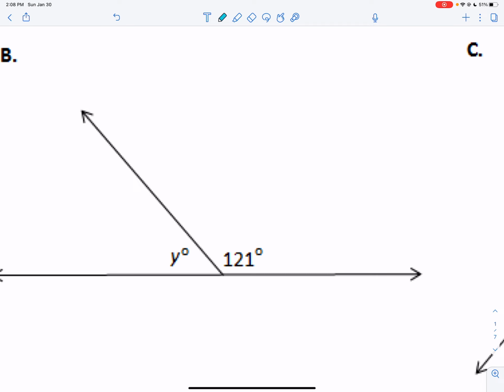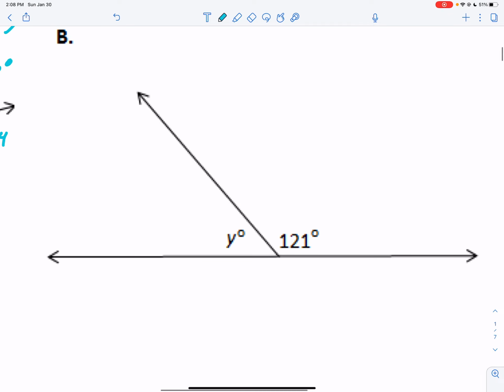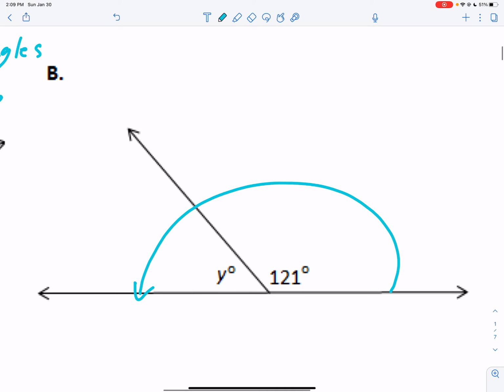Same thing here. This one right here is a line, and then you've got two angles right there. To go from this whole angle right here, doesn't really matter where I draw that, but that whole angle about this point right here, they're supplementary. They're going to add up to be 180 degrees.